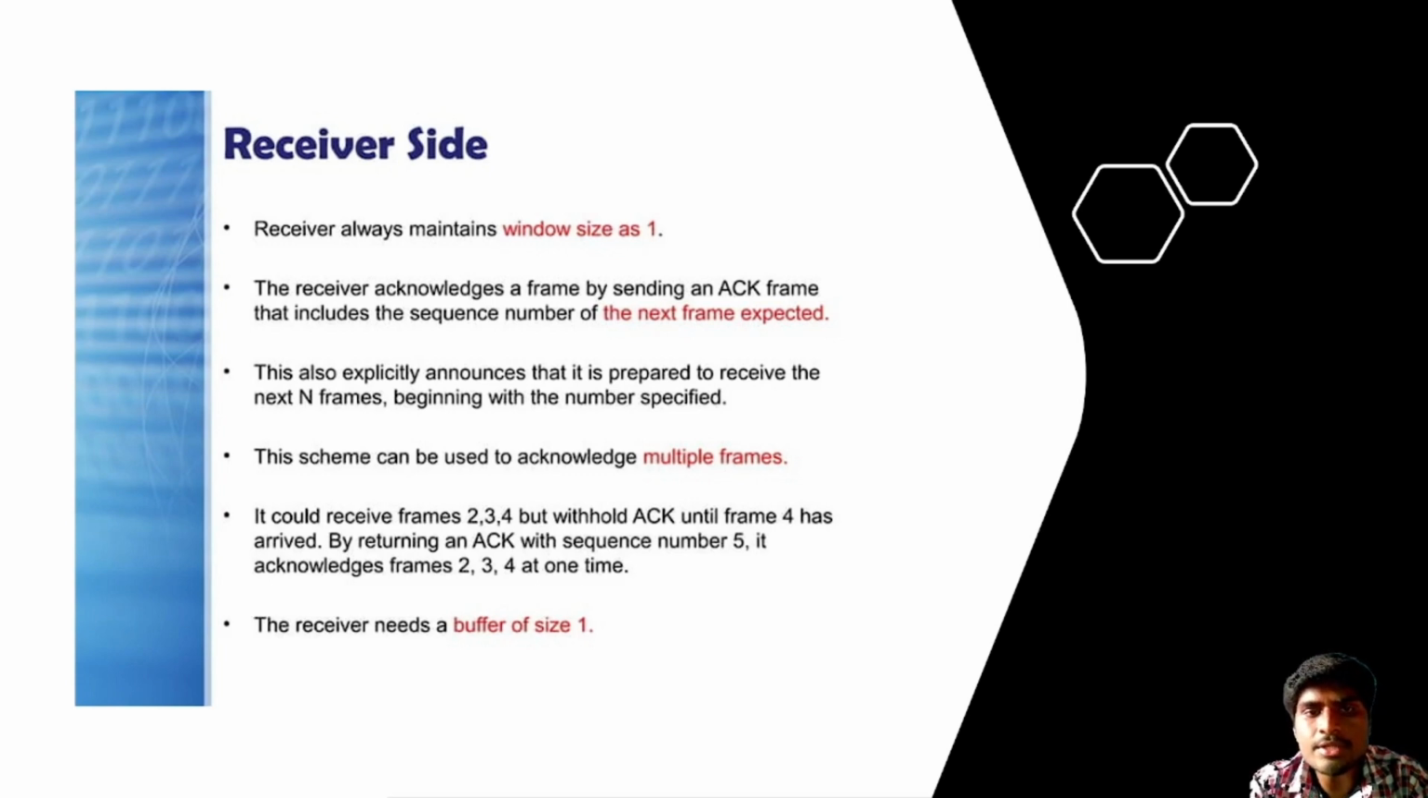It could receive frames 2, 3, 4, but withhold the acknowledgement until frame 4 has arrived. By returning an acknowledgement with sequence number 5, it acknowledges frames 2, 3 and 4 at one time. The receiver needs a buffer of size 1 where the data is stored.